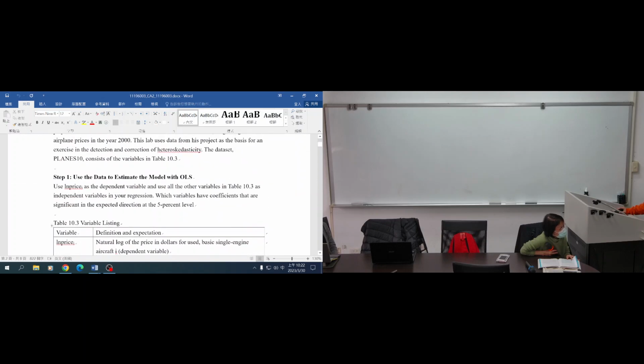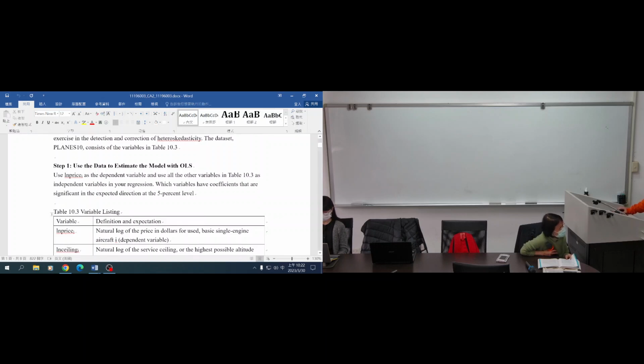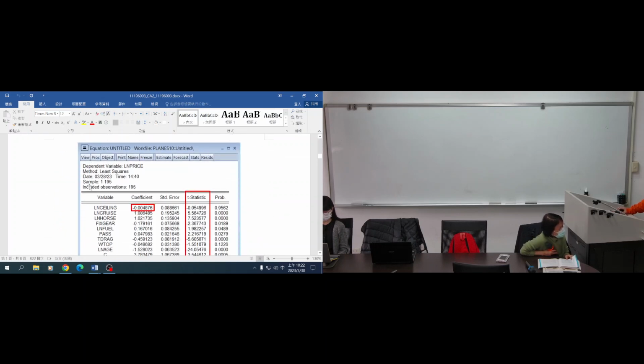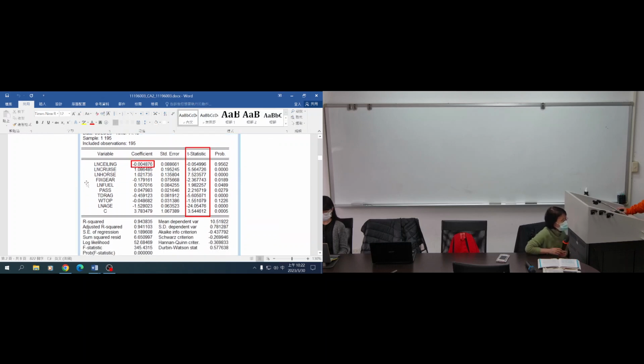Wait, where's the question? Okay, so the question is, use LM price as a dependent variable, and find which variables have coefficients that are significant in the expected direction at a 5% level. So the result. All right. This is the result.